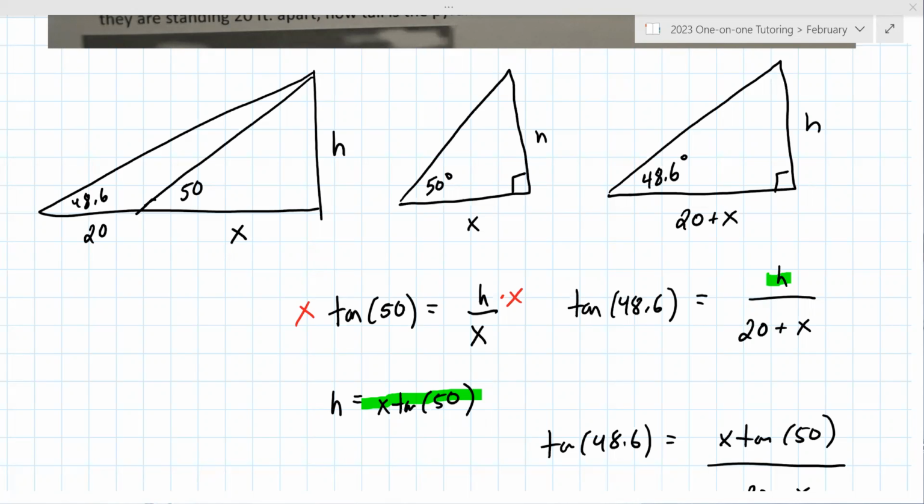Oh, wasn't this x? Yes, you just found x. Oh, because we had found h at the start, so now we're putting x back into that x tan 50. Say that one more time. You're plugging it in here. Yeah, yes.